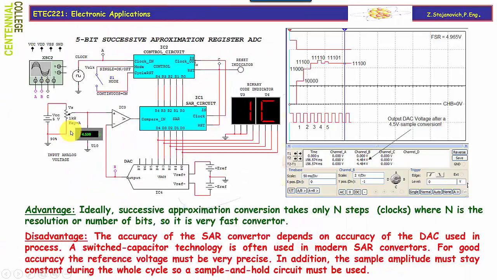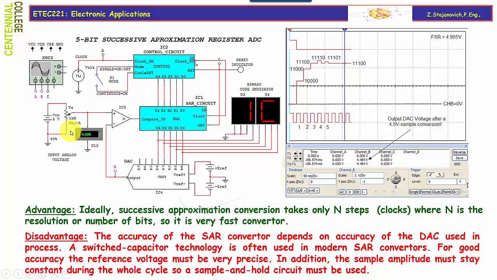Let's just say a couple of words about the advantages and disadvantages of the successive approximation analog to digital converter. Ideally, successive approximation conversion takes only n steps or n clocks, where n is the resolution or number of bits, so it is a very fast converter.